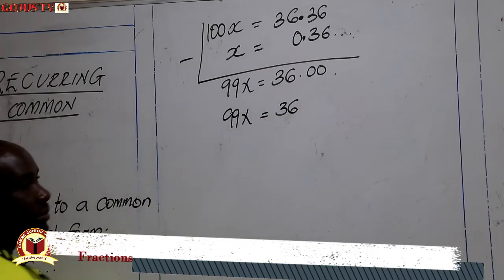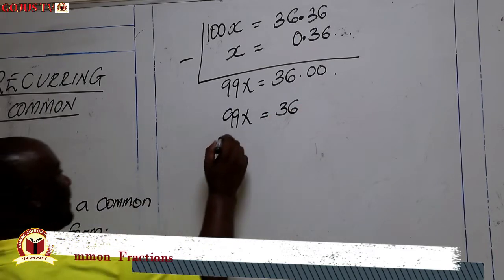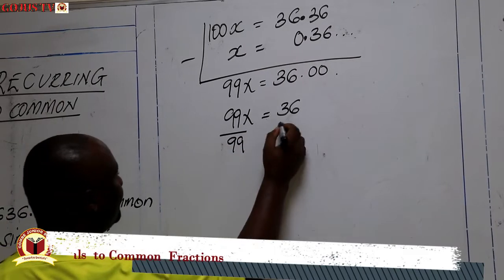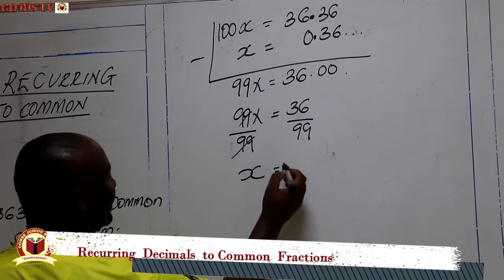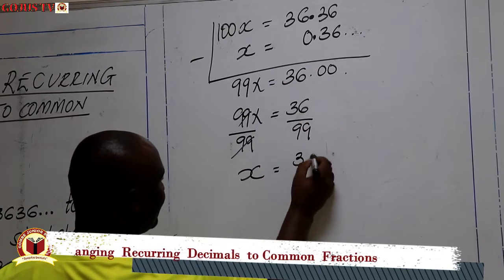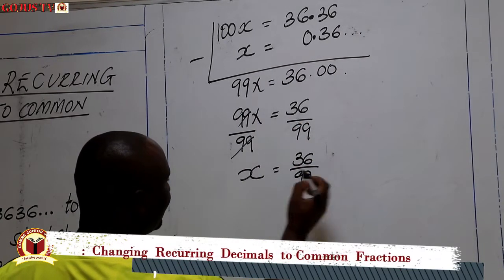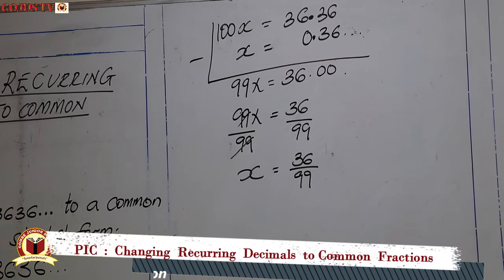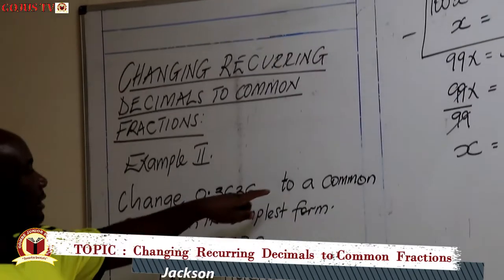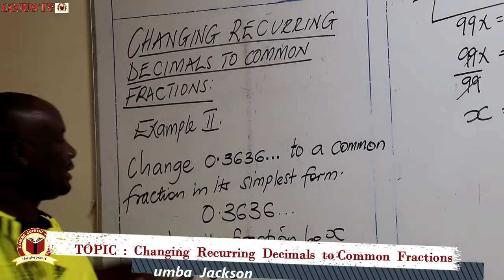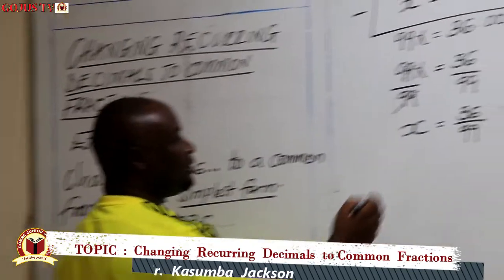And our next step, we shall be dividing both sides by 99. Here x alone will give us 36 out of 99. But remember, the question was telling us to change 0.36 recurring to a common fraction in its simplest form. So we're bound to reduce this one.